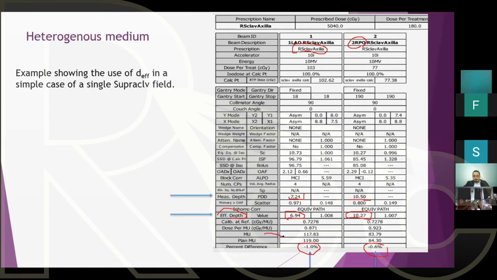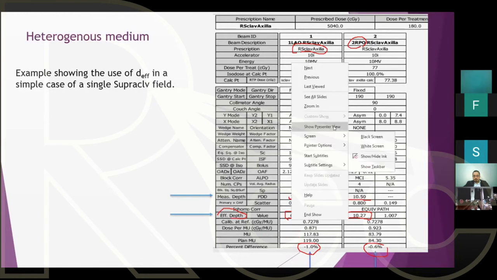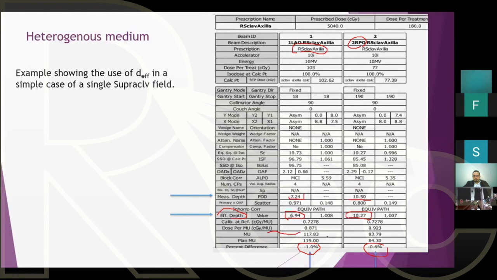Your Excel sheet will always give you a monitor unit that is less than your planning system. Why less? Because the Excel sheet, or in this case the RADCalc, always assumes it's a block of water. Okay? You will say, well, we took the effective depth of measurement into consideration. Okay, so we've taken depth of measurement into consideration.